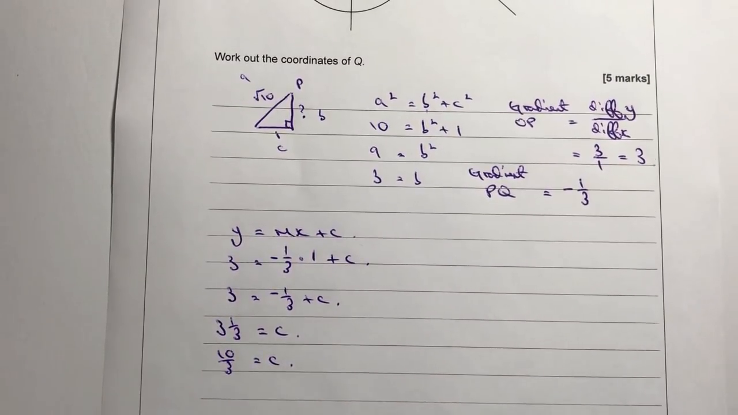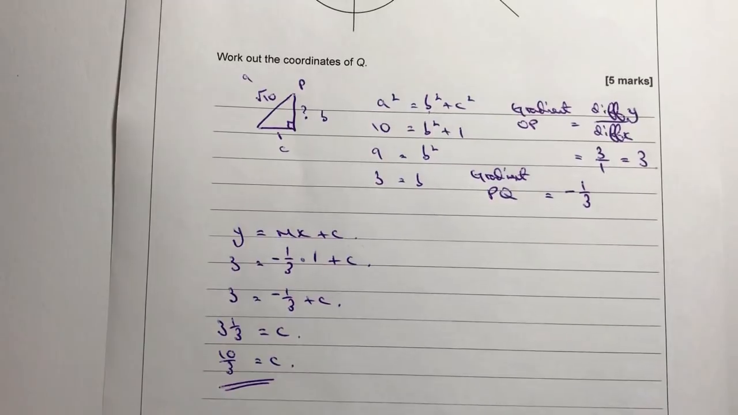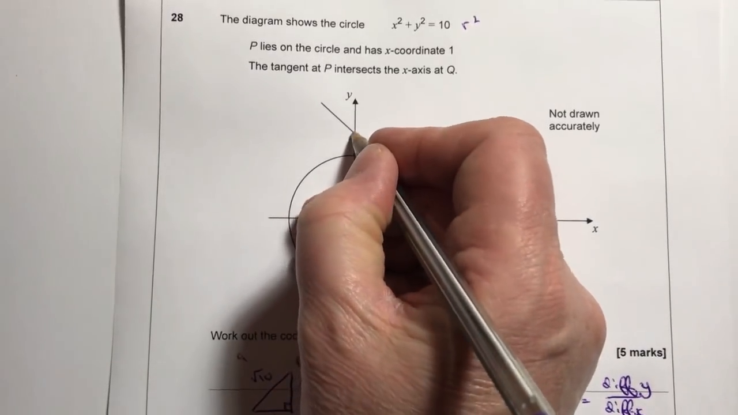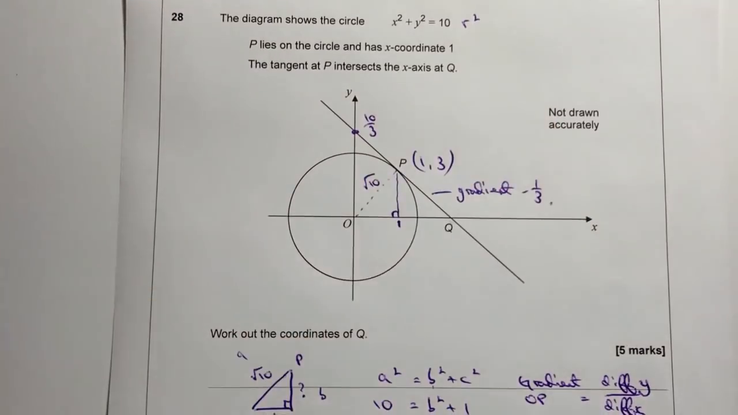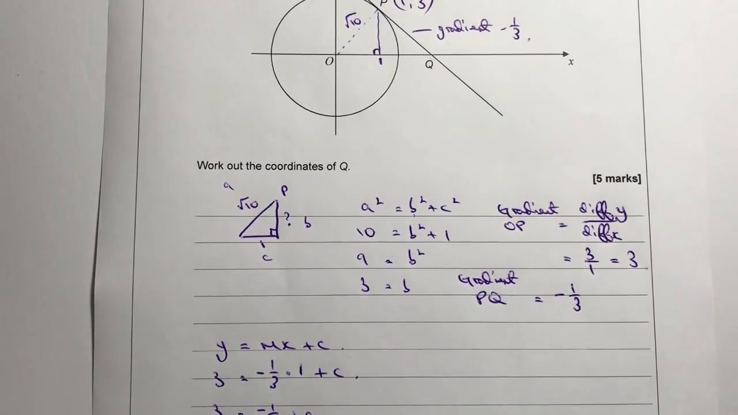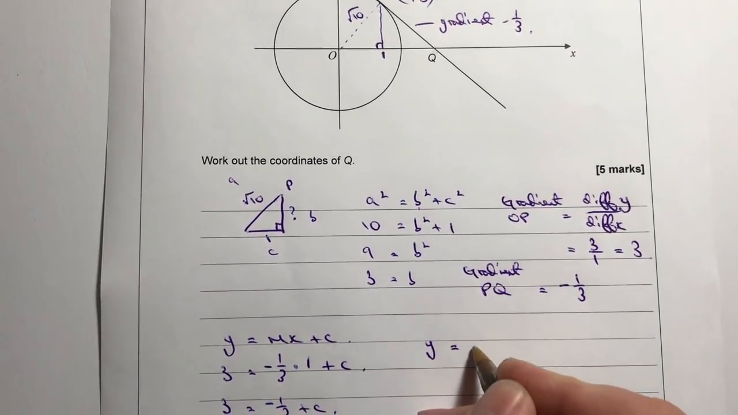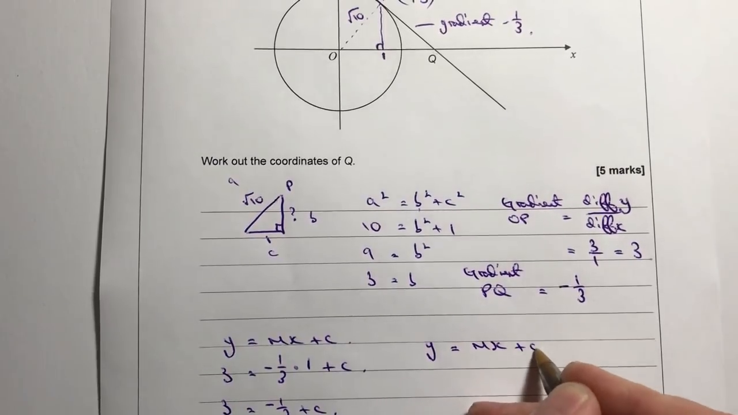Now, bearing in mind this is the final question on this particular paper, so it is a little bit tricky, but now we've got two bits of information about the line. We know that it crosses the y-intercept at 10 over 3, which is this one here. Okay, and it's got a gradient of minus 1/3. So again, I can put that back into my standard form. I've got y equals mx plus c.